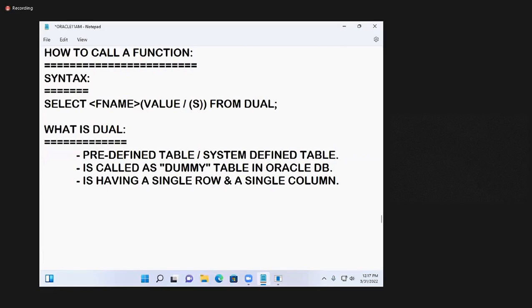But why, sir? Why am I using this table when I am calling my function? Whenever we are calling a function, at the time of calling a function, why do we use dual? If anybody asks you this kind of question, in your interview panels or somewhere, you say dual is used, guys, to test functionalities.